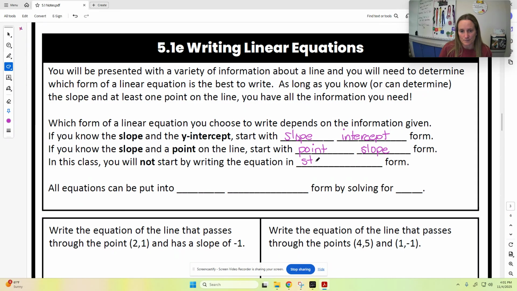In this class, I said it before, I'll say it again, you will not start by writing anything in standard form. So none of these have to be written in standard form at the start or at the end. And as a reminder, if the directions ask you to write the final equation in slope-intercept form, we can do that by solving for y. So we can solve any equation for y, puts it in slope-intercept form.